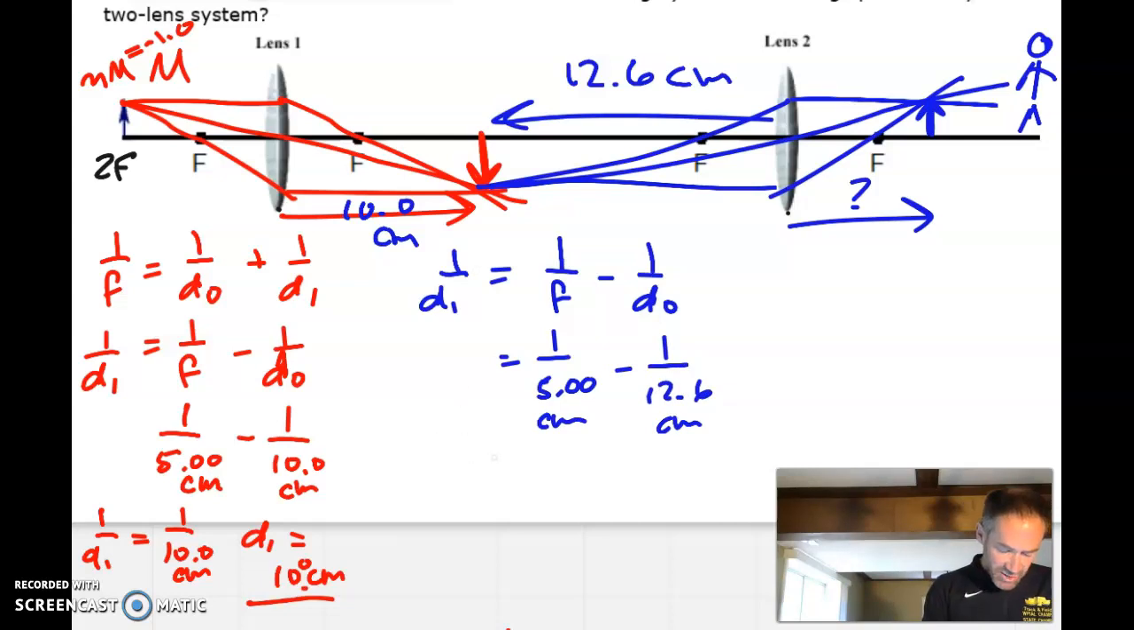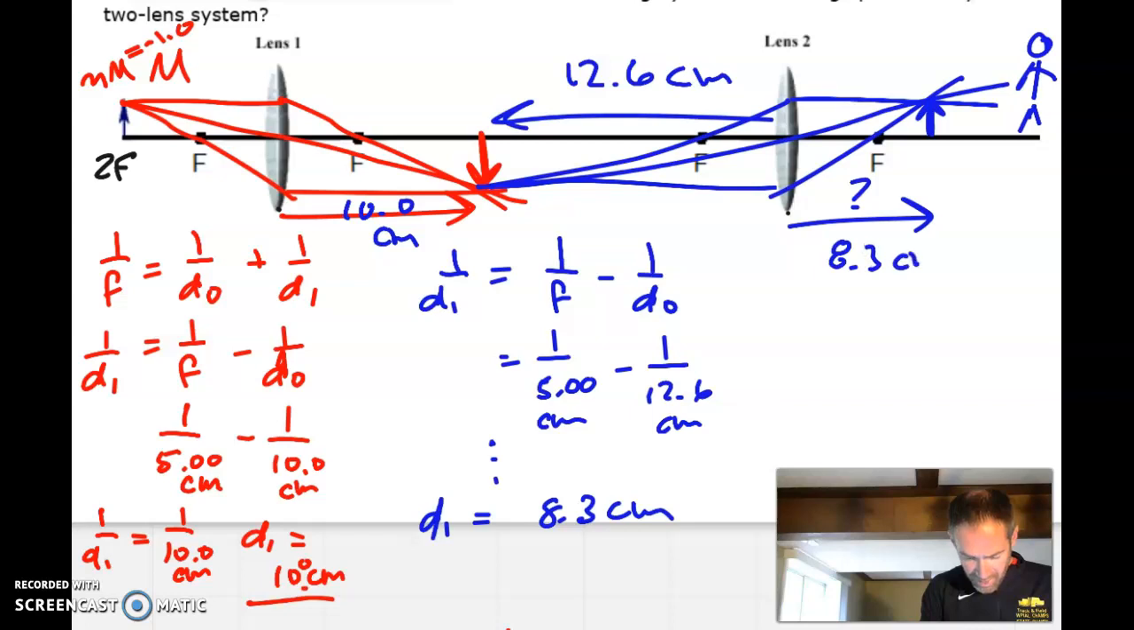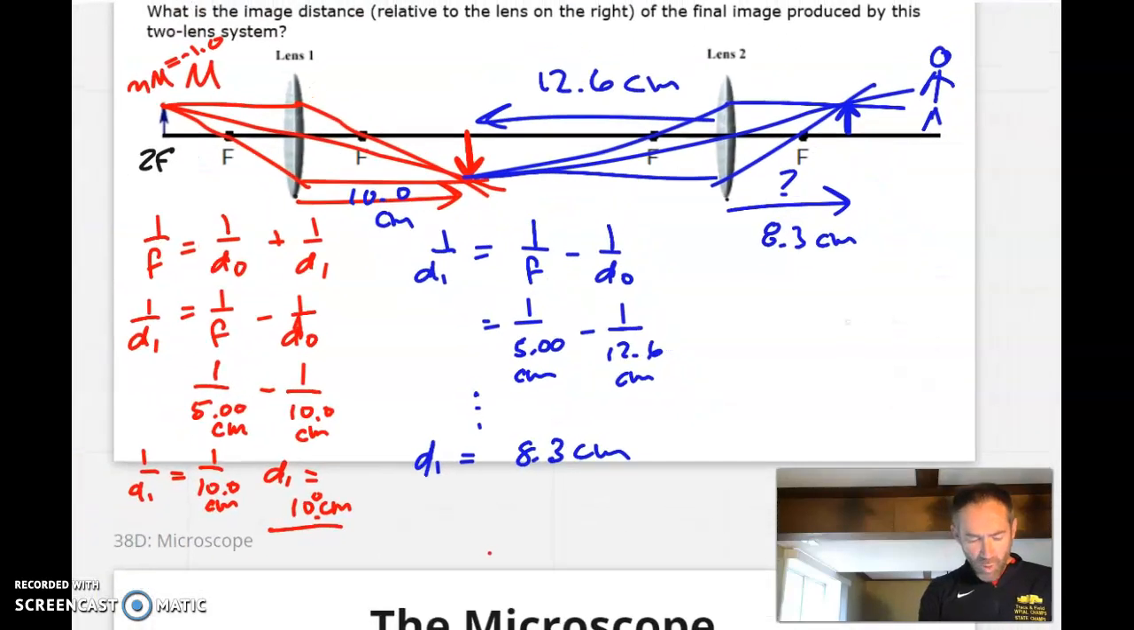That's not as easy to do in your head, so I did that on my machine before I started the video, and I got 8.3 centimeters, which looks actually pretty good. This is a really crude sketch, but it looks pretty good. 8.3 centimeters right there. Now, they didn't ask this, but this person might say, what was the ultimate magnification of this? How big is this HI compared to this HO?